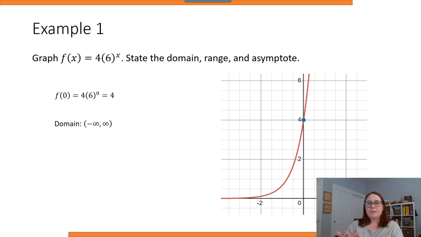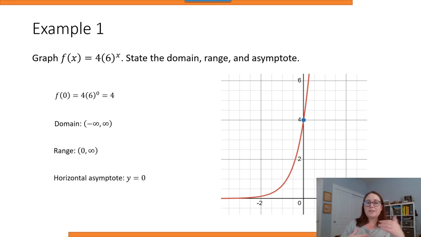And this one doesn't have any shifts to it. It's just 4 times a number to the x. So its range is going to be the same as the examples we saw, 0 to infinity. It approaches the x-axis at 0 there, but never actually hits it. So I still have a horizontal asymptote at y equals 0.